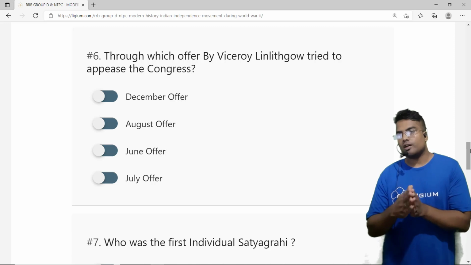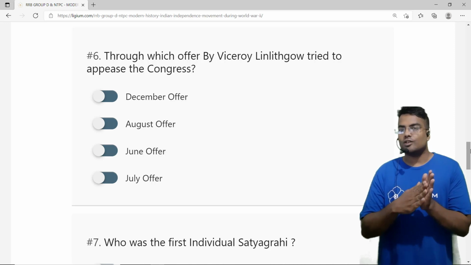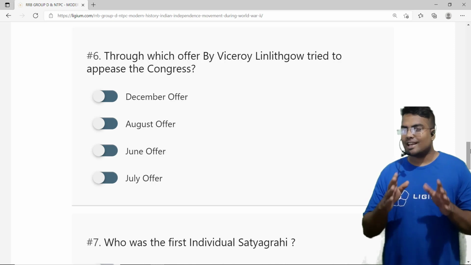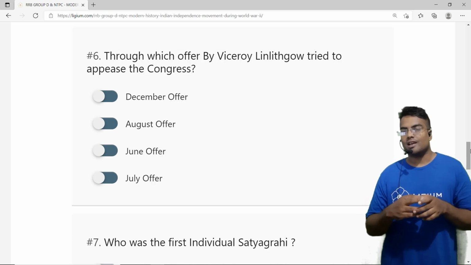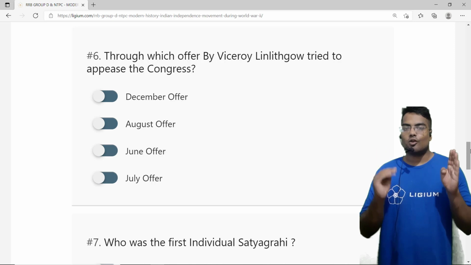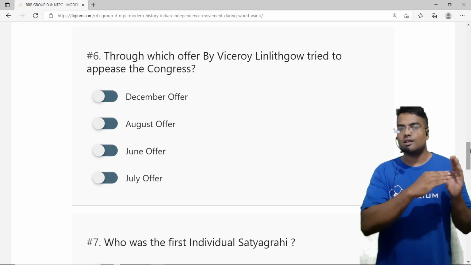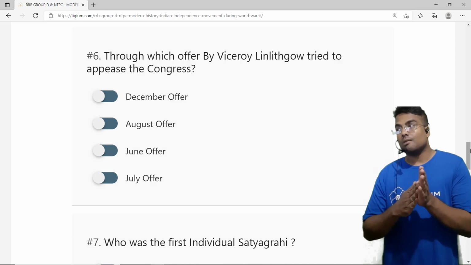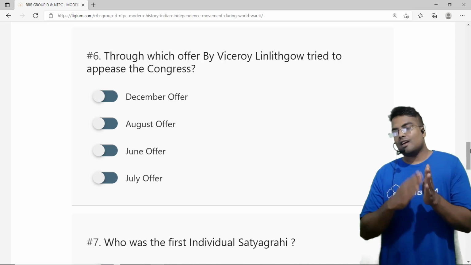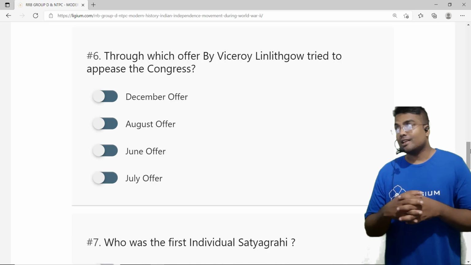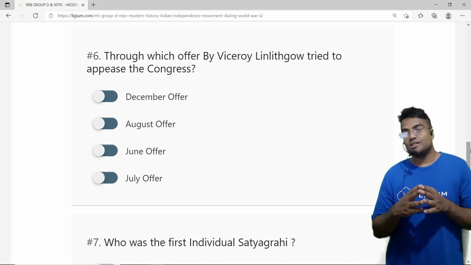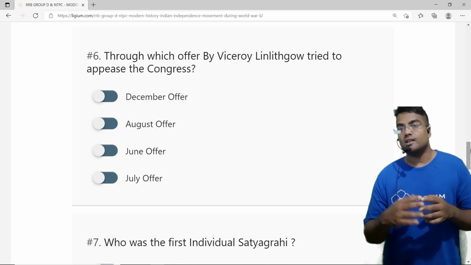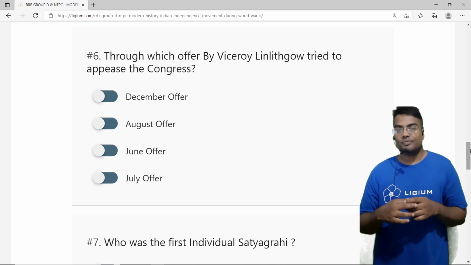Britain was at war, and Indians were not in a mood to fight for the British, and the British were technically losing. Britain was fighting against Adolf Hitler, and Hitler was beating the British really badly. That is why the British wanted the help of Indians. As you may remember, Viceroy Linlithgow didn't take anyone's permission and just declared that India will be part of the British efforts against Nazi Germany led by Adolf Hitler.